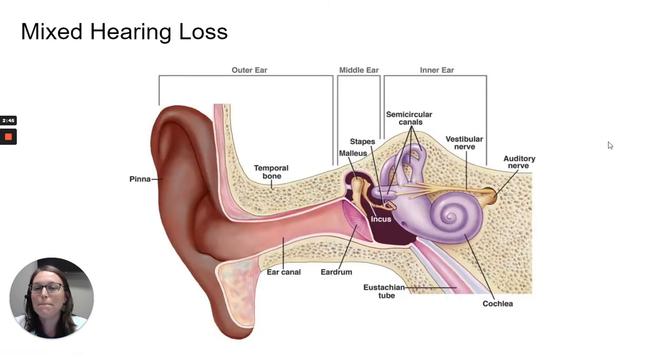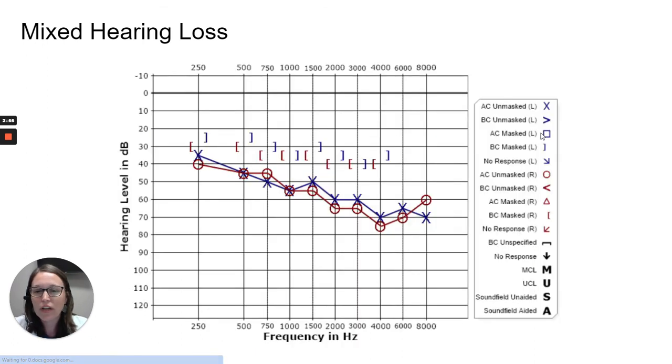When someone has a mixed hearing loss, they have both a conductive and a sensory neural hearing loss. So they have two issues going on at once. And when we look at their audiogram, we can see that there is an air-bone gap. Their bone conduction scores are still better than their air conduction scores. However, their bone conduction scores are also not in the normal range. So we have a sensory neural component here and then a conductive component here. So again, it's a combination of both conductive and sensory neural hearing loss that we term mixed hearing loss.